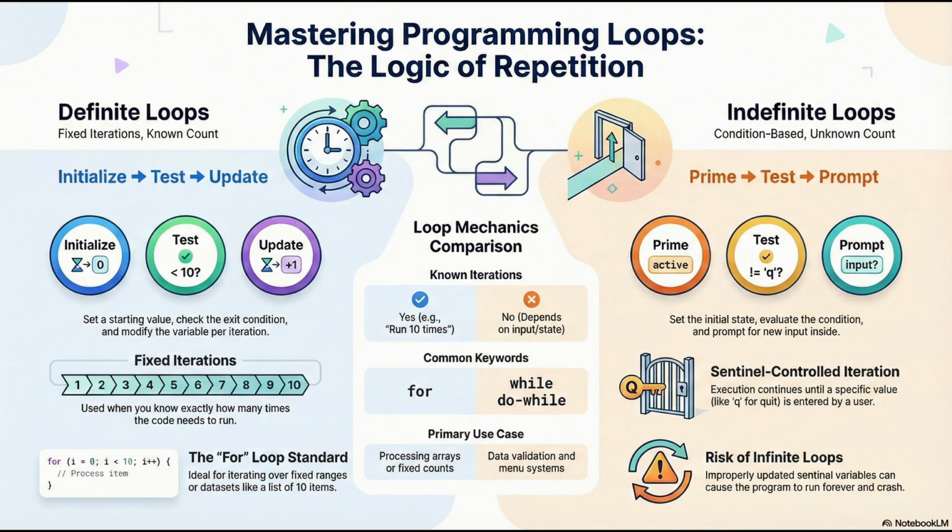Run the lap, update the counter to 3, test again, run lap, update to 4, test again, run lap, update to 5. And here is the magic moment. The loop circles back. The test asks, is 5 less than or equal to 4? No, that's false. And the loop dies instantly. The program just moves on to whatever code is next.